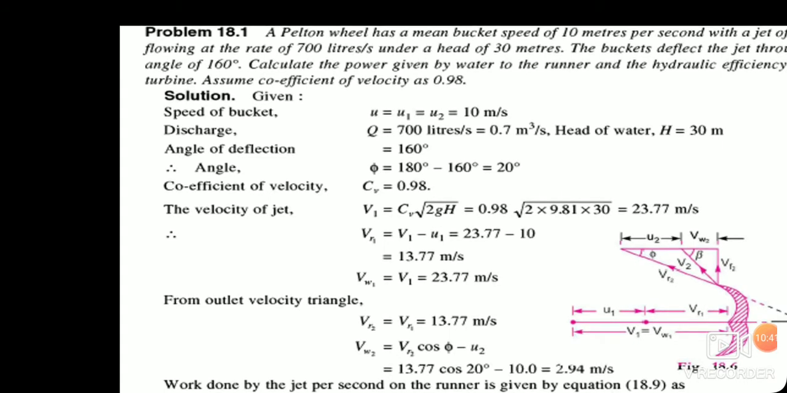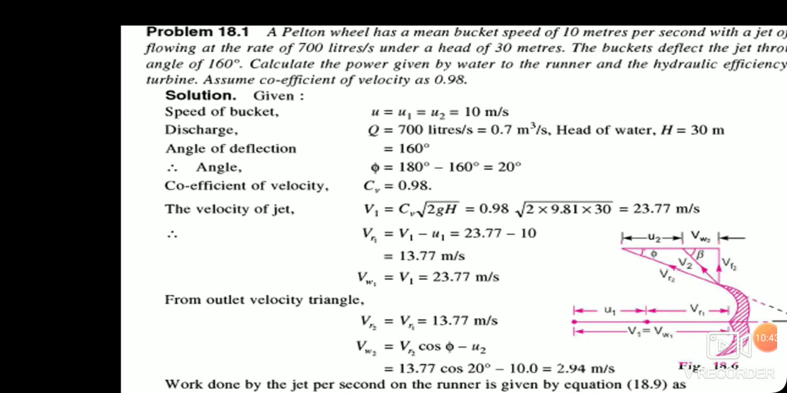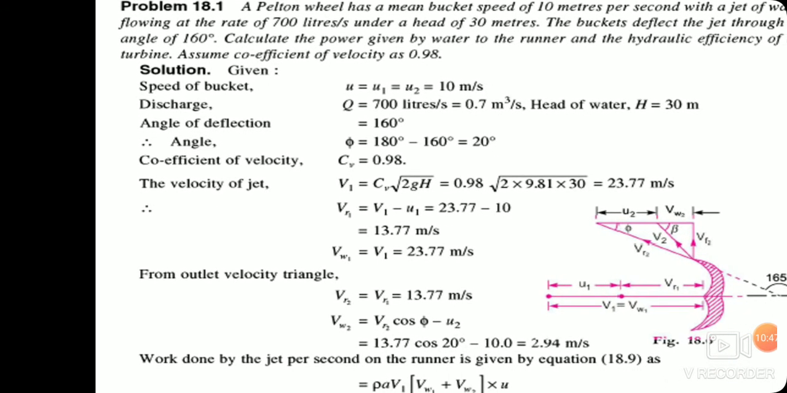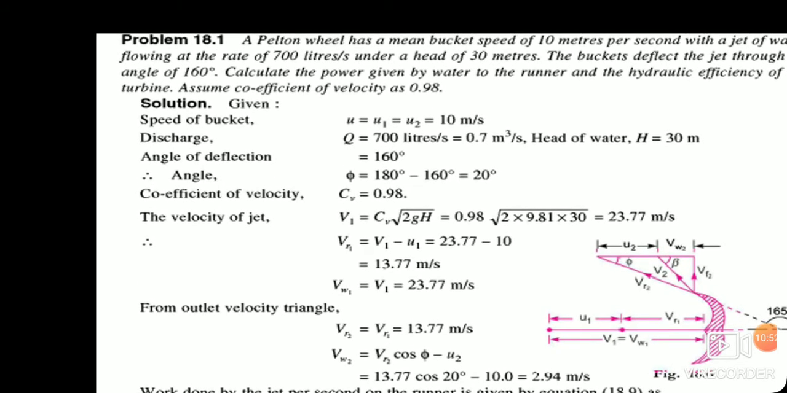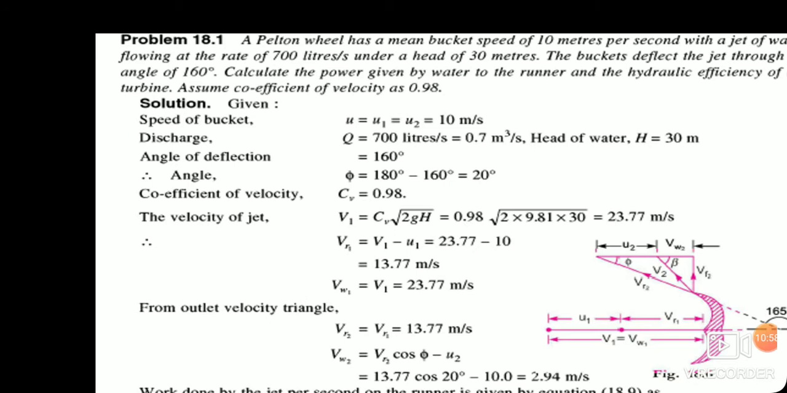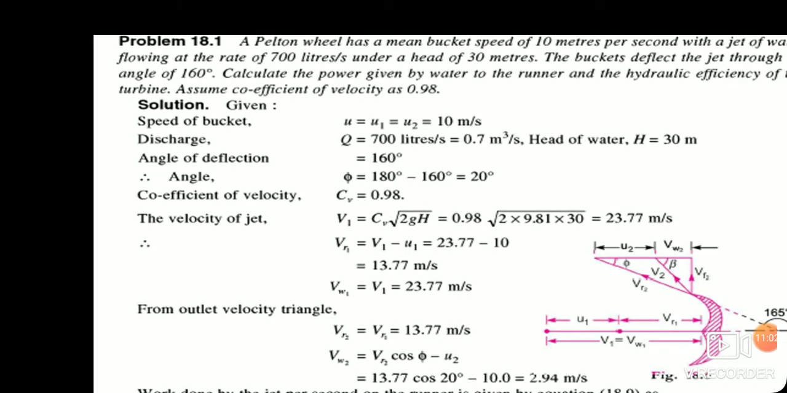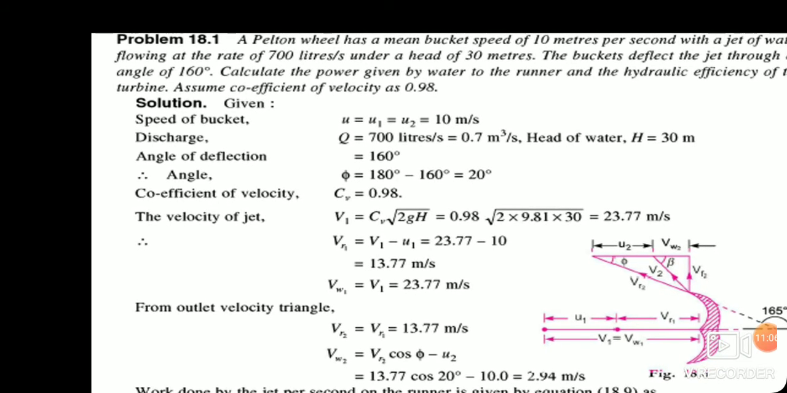And the second thing is, they have given the discharge, that is Q is equal to 700 liters per second. So we have to convert it into the SI unit, meter cube per second. We have to multiply it by 10 raised to minus 3, or divide it by 1000, and that will come to 0.7 meter cube per second. And the head of the turbine is also given, H is equal to 30 meter. Then the angle of deflection is given as 160 degree.